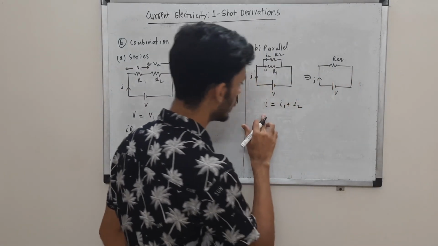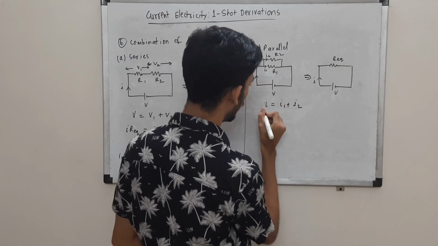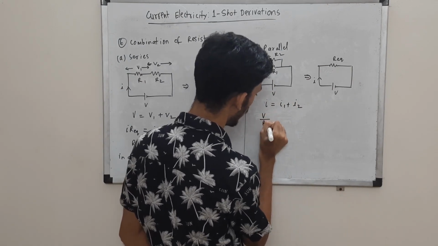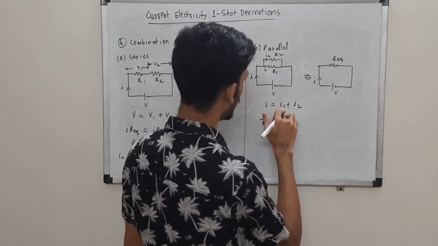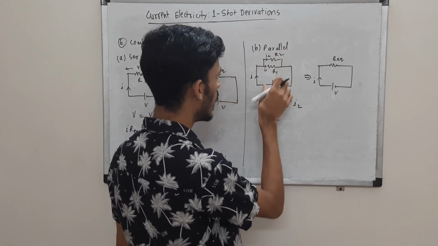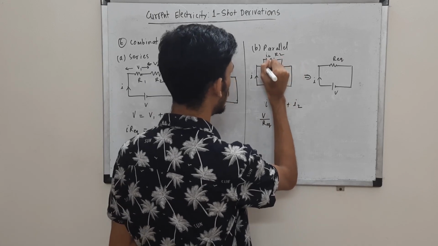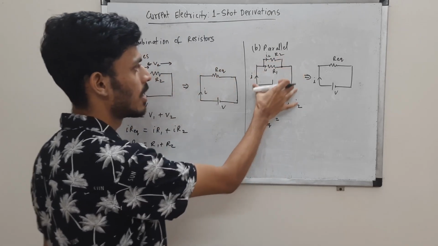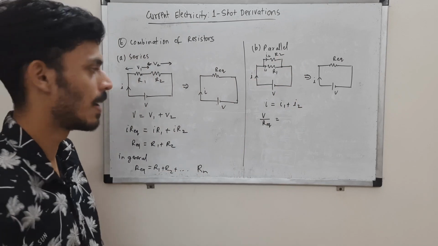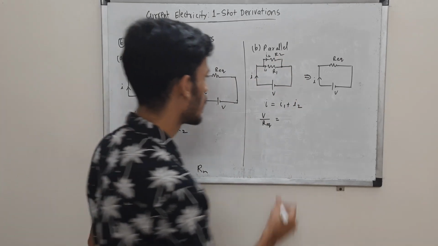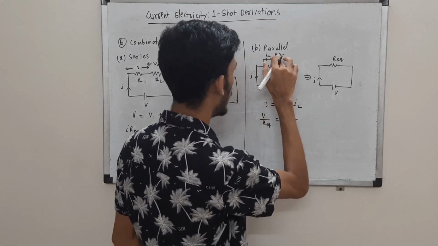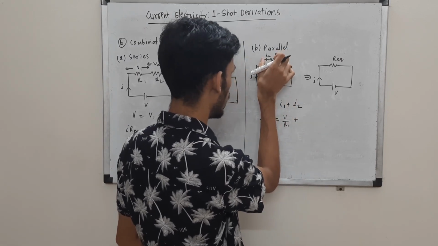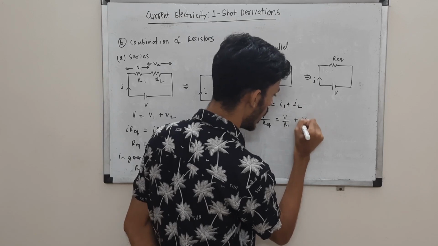So in this case, we can write it from there. V by R equivalent, right? I is equal to V by R, Ohm's law. So I1 will be V by R1, because if you see this, both resistors are connected across the same potential V. That is what is meant by parallel combination. So I1 is V by R1, and this current I2 will be V again across this resistor, V by R2.